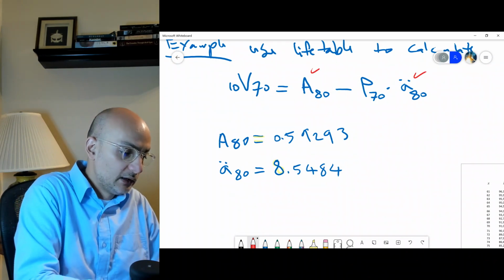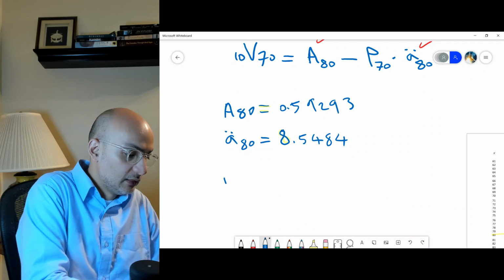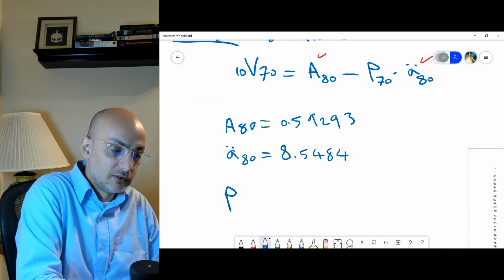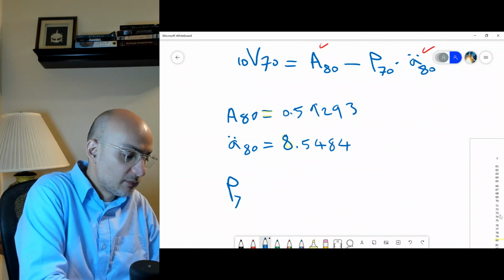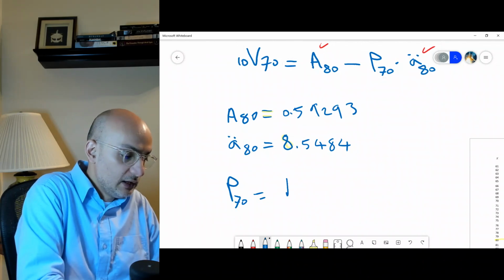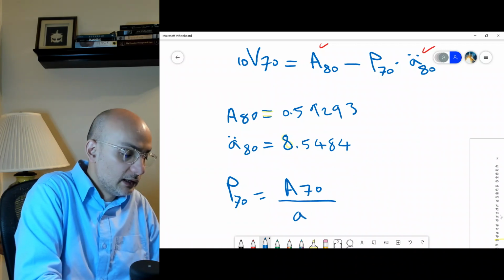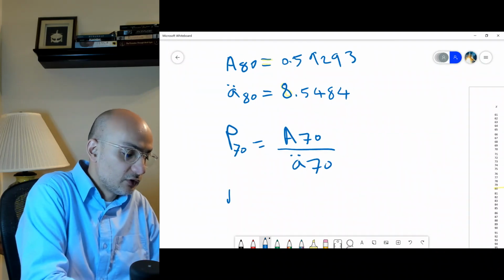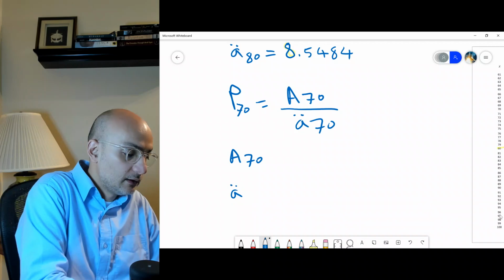Now the last one is P for premium. Again, this is not the small p for probability. You need to be careful here. For premium 70 is A70 divided by A70. Now we need to start over again. So we need to find A70 and A70.